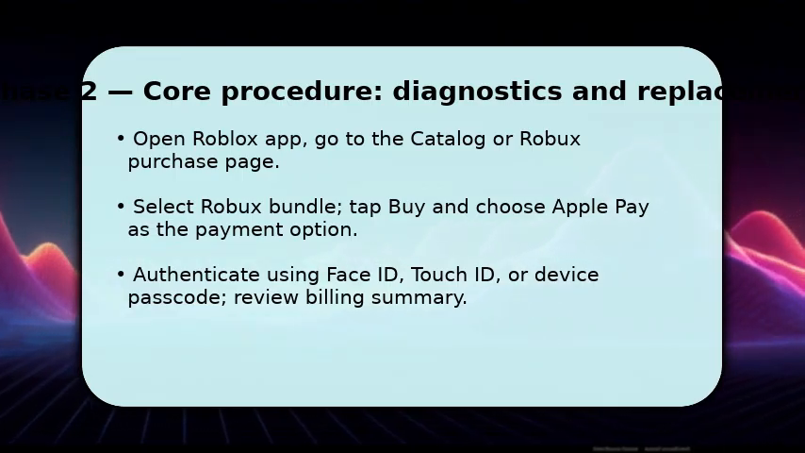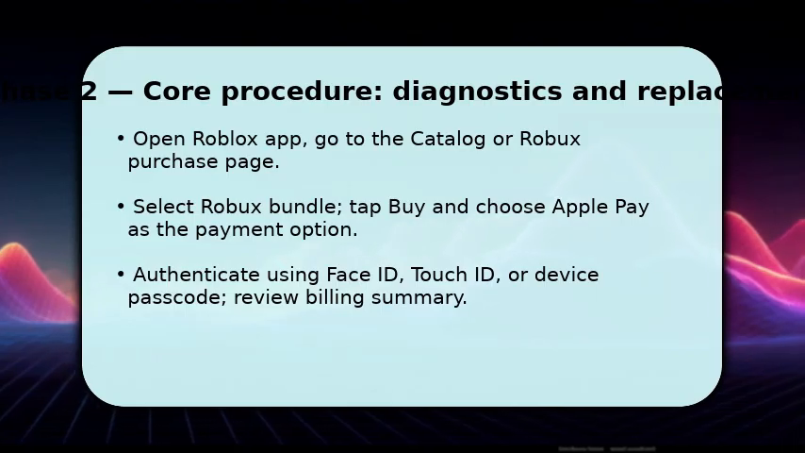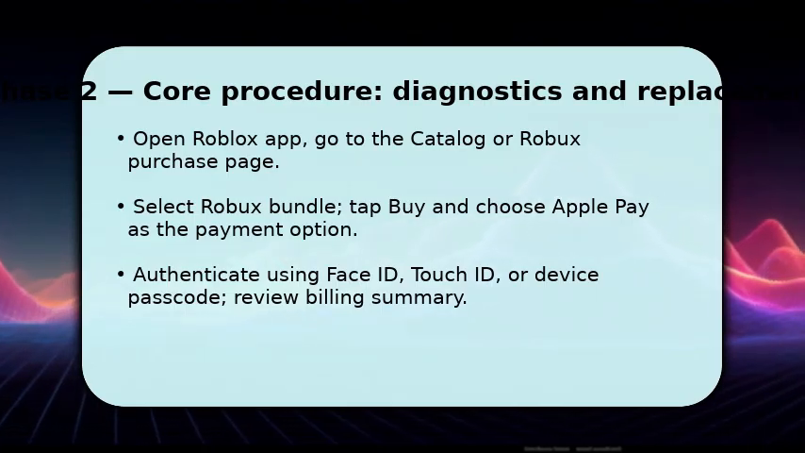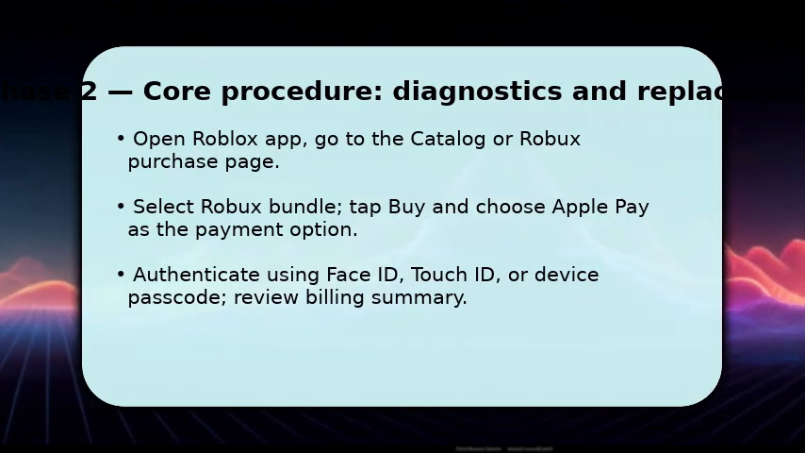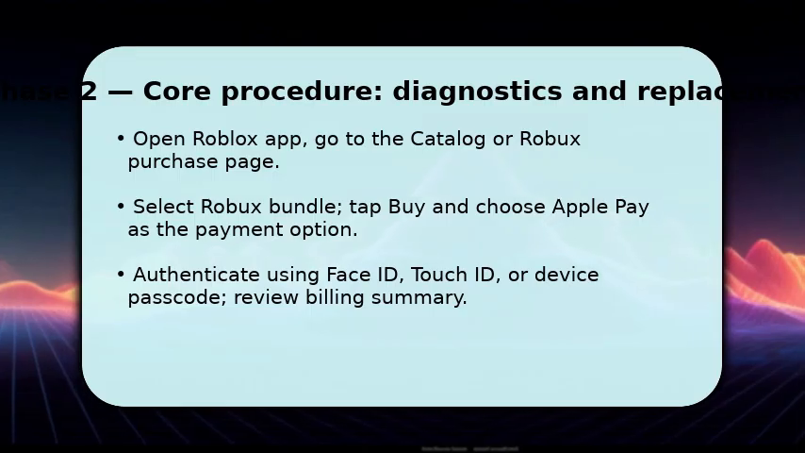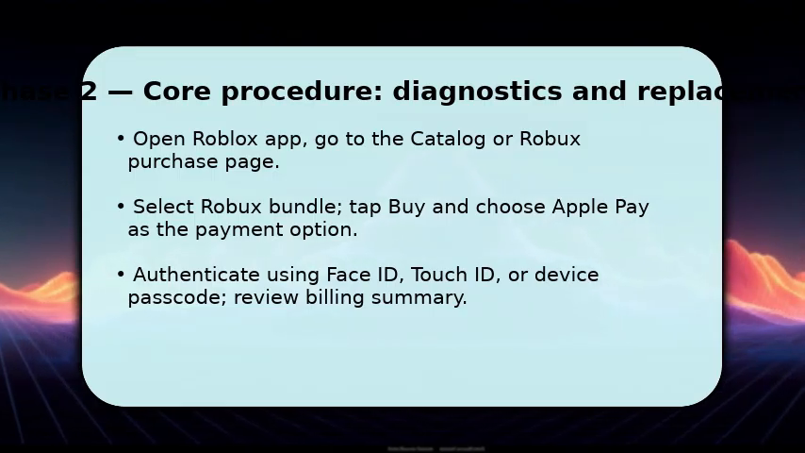Apple Pay shows a billing summary. Then authenticate using Face ID, Touch ID, or your device passcode. This confirms the charge. Once authorized, wait for the confirmation screen. Robux are delivered immediately in most cases.